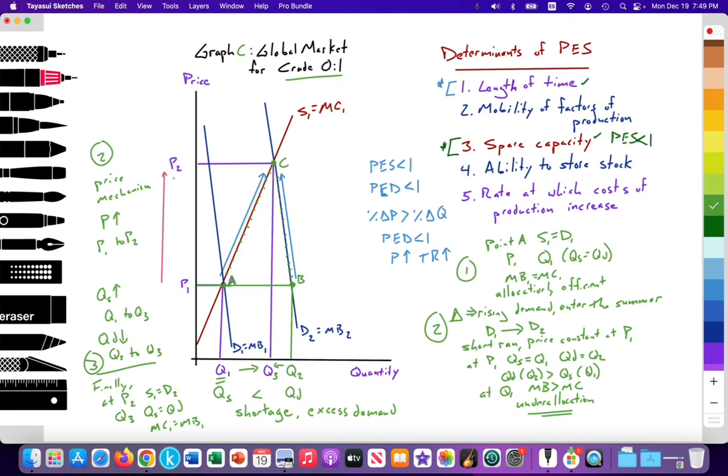Price rises from P1 to P2, and the pricing mechanism begins. There's an increase in quantity supplied. Firms are incentivized to increase production at that higher price, from point A to point C, from Q1 to Q3. And there's a disincentive on the demand side to consume, so it decreases slightly from Q2 to Q3, from point B to point C.